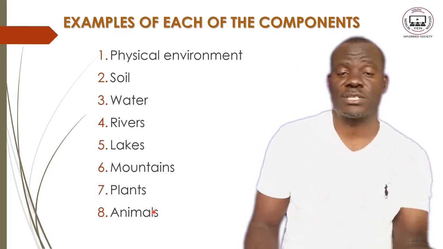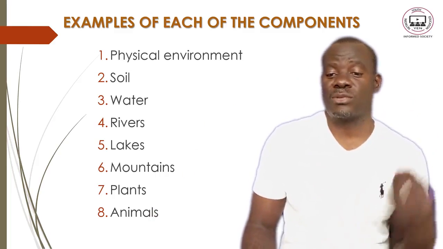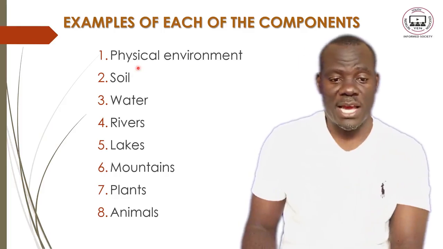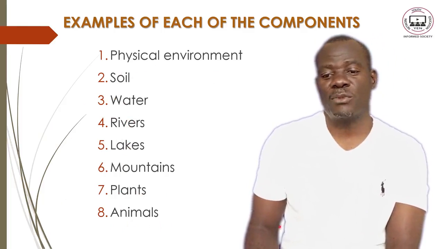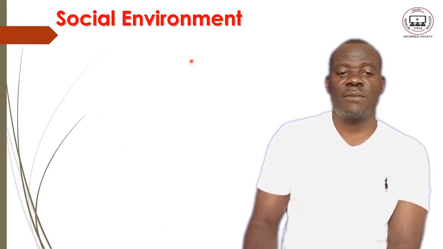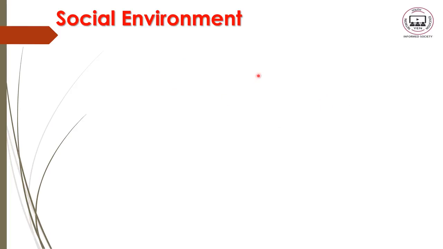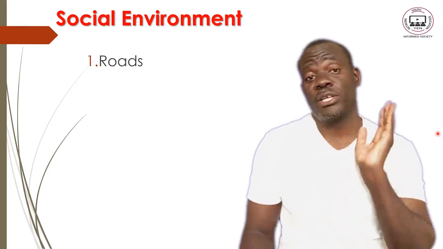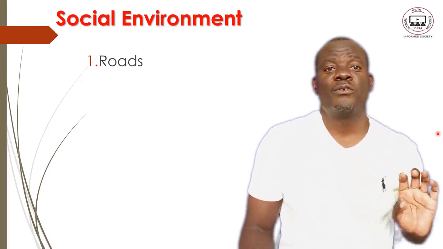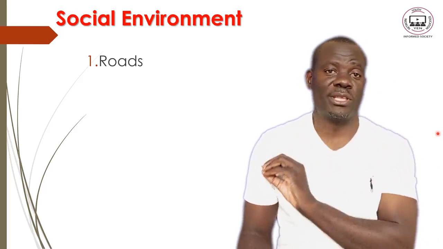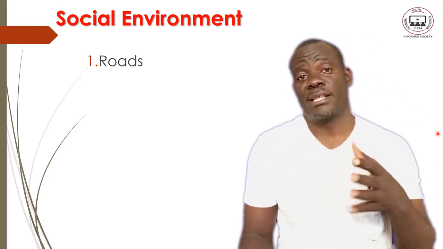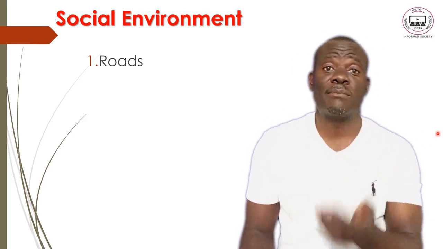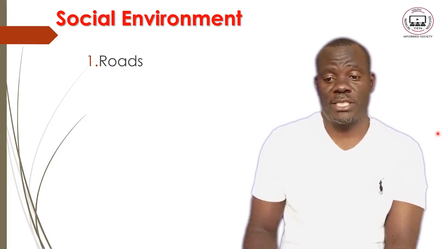The rocks are also other examples. So there are so many. A few examples are these that I have given you here: soil, water, rivers, lakes, mountains, plants, animals, and many others. What about the social environment? What are the examples of the social environment? We have the roads. The roads are the things that have been made by people for easy mobility, to connect one place with the other so that there is easy movement. You can easily move from one place to the other, then you use the road. So that is an example of the social environment.